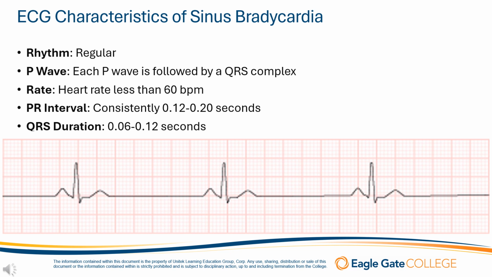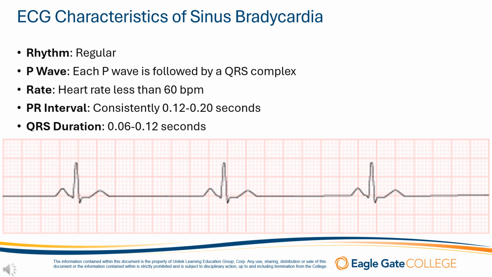In sinus bradycardia, every P wave, which represents atrial depolarization, is followed by a QRS complex, representing ventricular depolarization. This one-to-one relationship confirms that the electrical impulse is successfully traveling from the atria to the ventricles. The presence of a normal P-wave morphology suggests that the impulse is originating from the SA node.